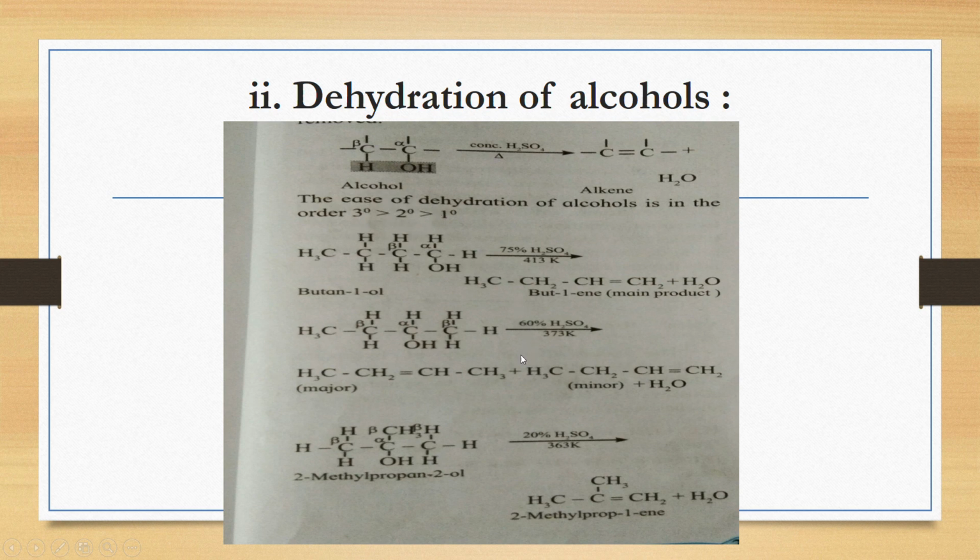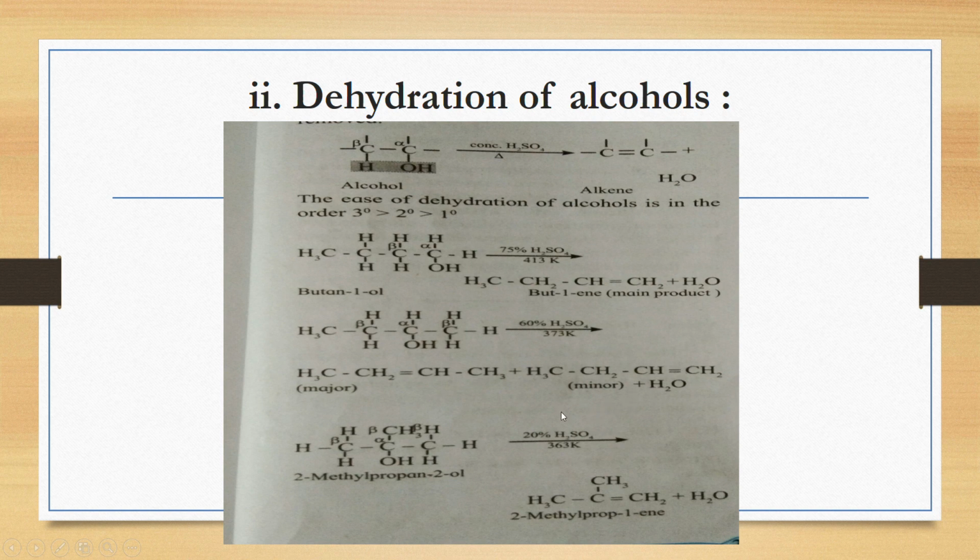The reaction will take place in the same way. The OH group will get eliminated. From the adjacent carbon atom, hydrogen will get eliminated. The carbon which has more number of alkyl groups will give out hydrogen. So this carbon will give out hydrogen rapidly, and that is why but-2-ene will be the major product. But-1-ene will be the minor product.